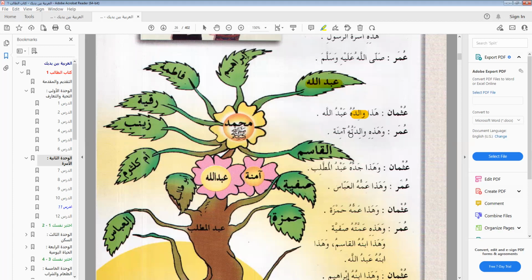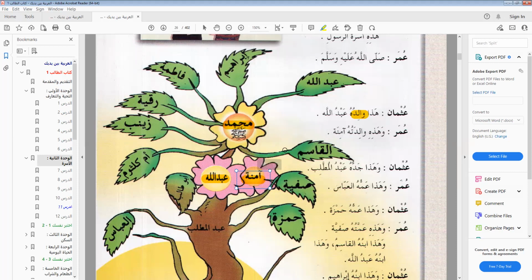Wa hadhihi walidatuhu Aminah. So where is Aminah? This is Aminah and this is Abdullah. So this will be his children, as we shall see. This is the Prophet Muhammad, and this is Abdullah, and this is Aminah.